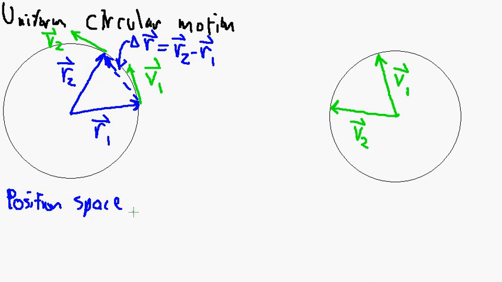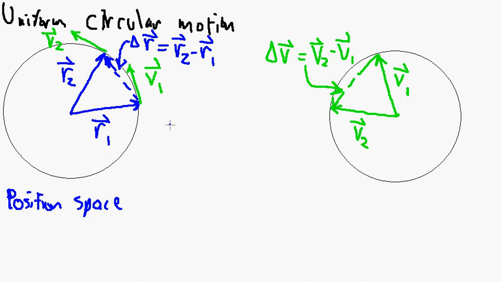Now, can we find delta V over here? Why, yes we can. So let me just do this and say delta V equals V2 minus V1, and that is this right there. Okay? So we have now delta R, delta V, R1, R2, V1, V2.